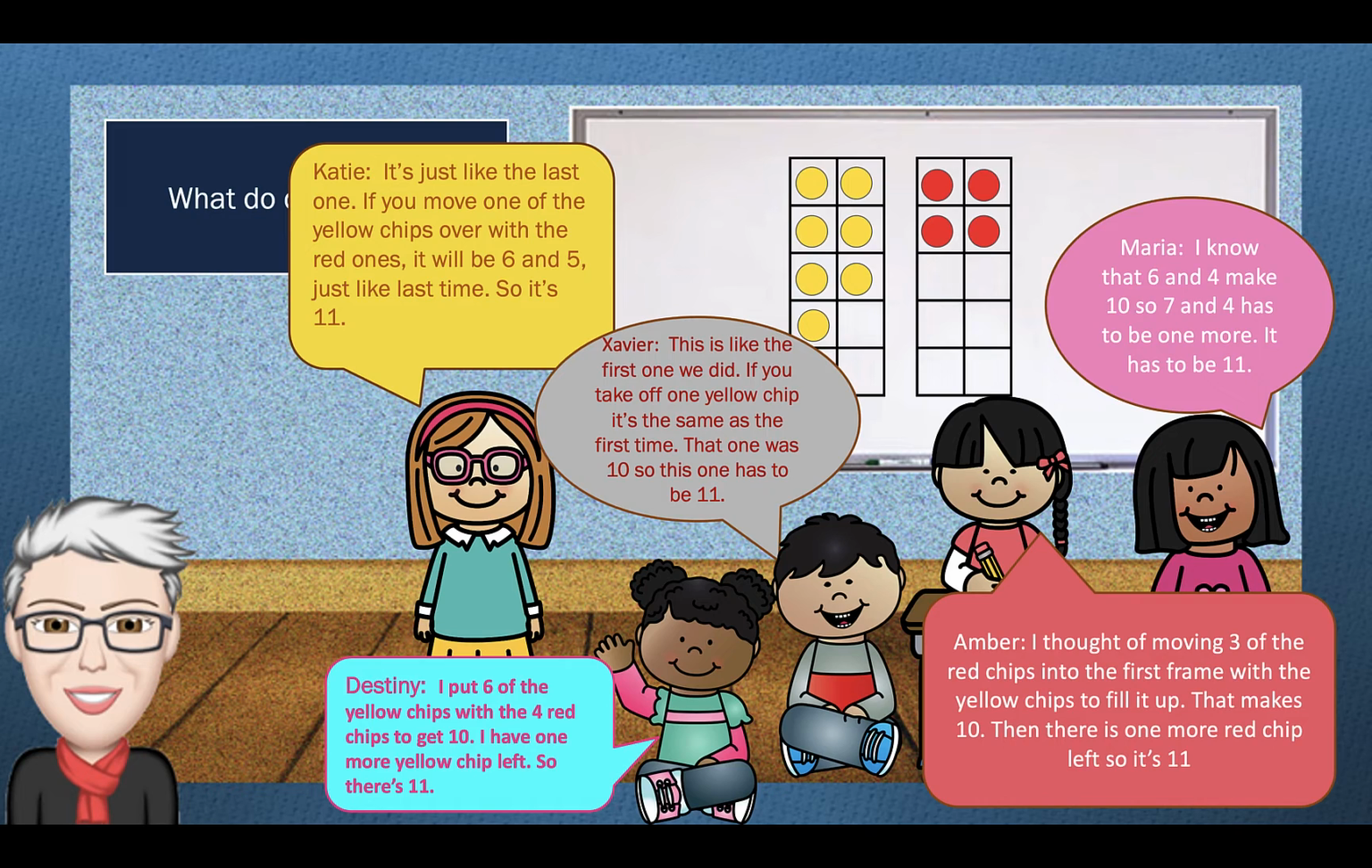Katie might say, well, it's just like the last one. If you move one of the yellow chips over with the red ones, it will be 6 and 5, just like last time, so it's 11. The solutions given by Maria, Xavier, Amber, and Destiny are similar to those we have already discussed for tasks 1 and 2. But Katie's solution is of a different type. Katie thought of moving a chip from one frame to another, but not for the purpose of filling up a frame to get 10 like Amber and Destiny did. Rather, she thought of moving one chip from one frame to another to make it look like the previous task.